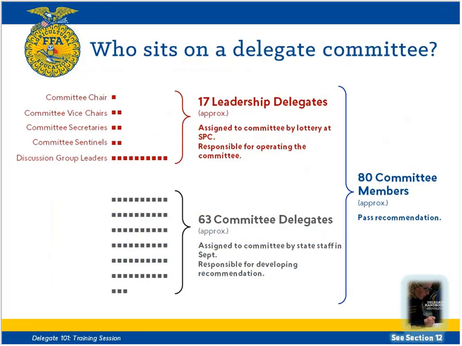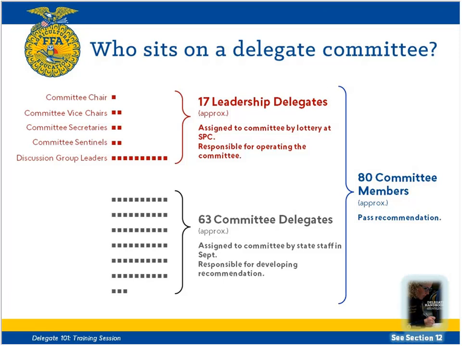You may be wondering how many folks sit on each committee. On average, committees have approximately 80 committee members, whose job is to pass the final committee recommendation. That group of 80 is broken up into two subgroups. There are approximately 17 leadership delegates who joined us at State President's Conference and were assigned to the committee by lottery. Their responsibility is operating each committee, and we break those leadership delegates down into a number of roles.